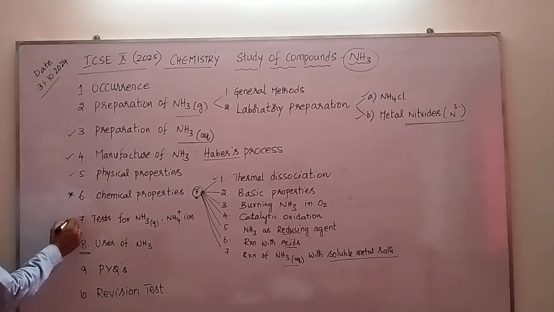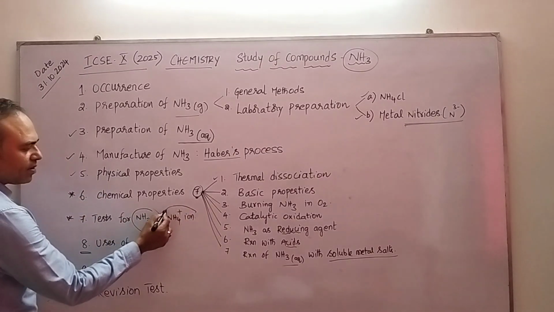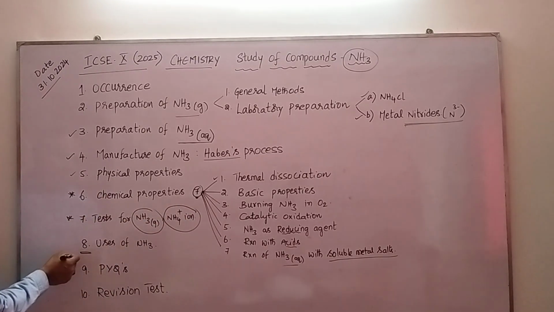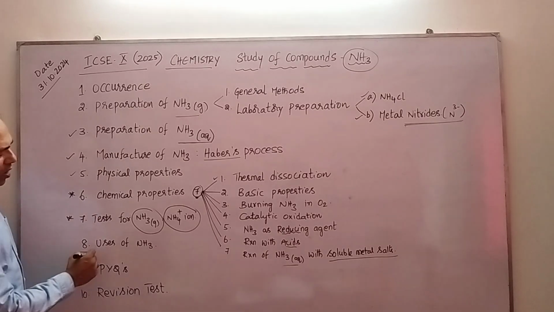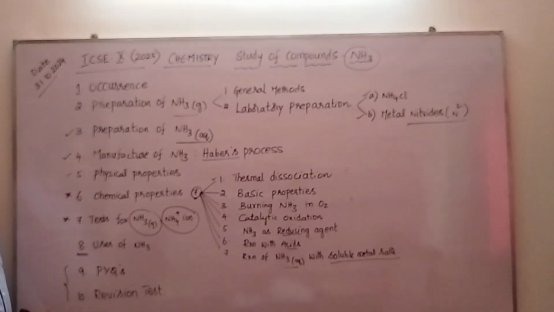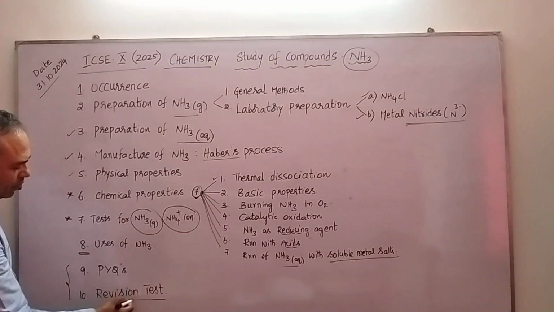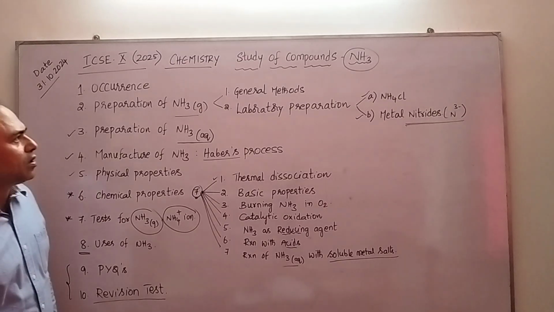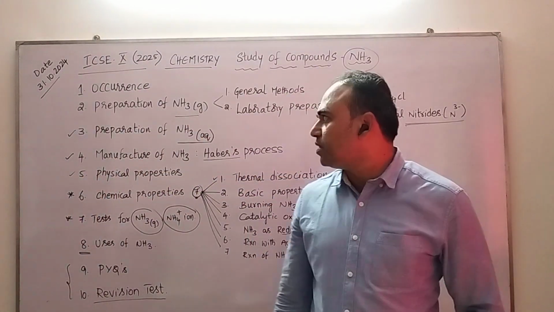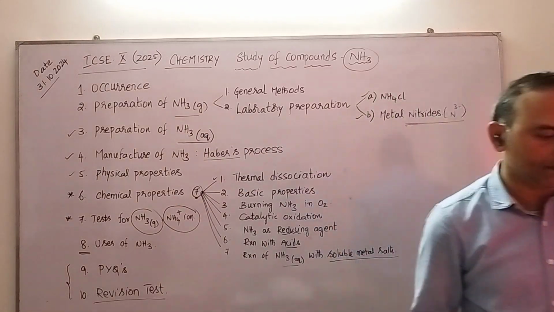And then we need to discuss the test for ammonia gas as well as ammonium ion. Now eighth and last topic is, what are the uses of ammonia? And I have added these two things, number 9, that is previous year questions, and then finally you will be given the revision test on this topic. Hope you have understood this. Now let us move on with the first topic, that is occurrence of ammonia.